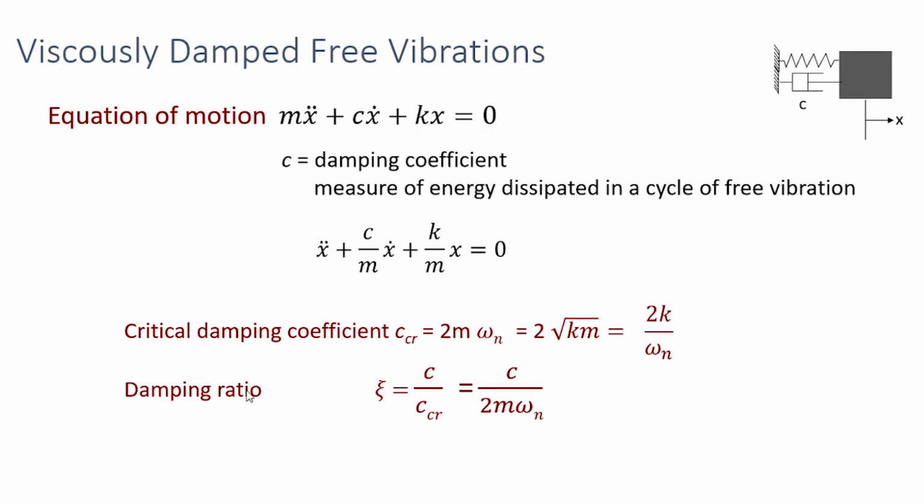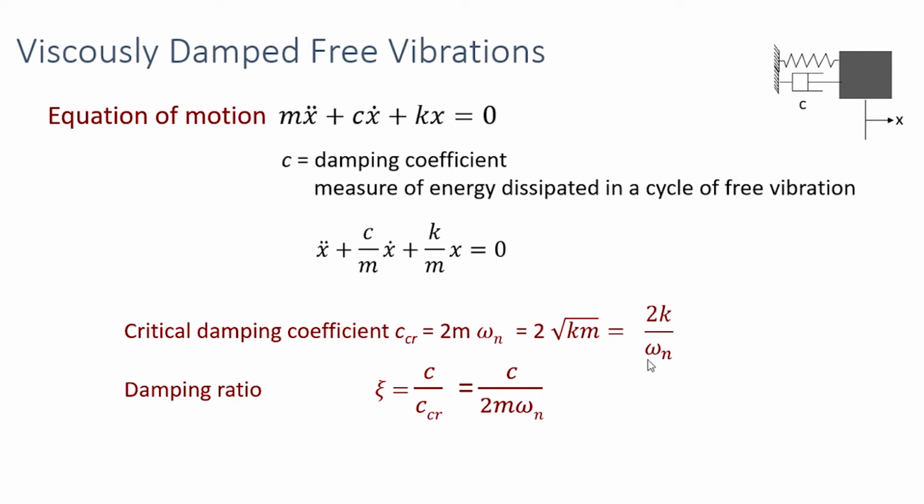Now we can define a damping ratio zeta is equal to c by c critical. That means this damping ratio is a ratio of the damping present in the system to the critical damping. And as you can see here, the critical damping depends only upon the structure properties, the mass and stiffness, because omega n depends only upon stiffness and mass. So the critical damping coefficient will also depend only upon the system properties.